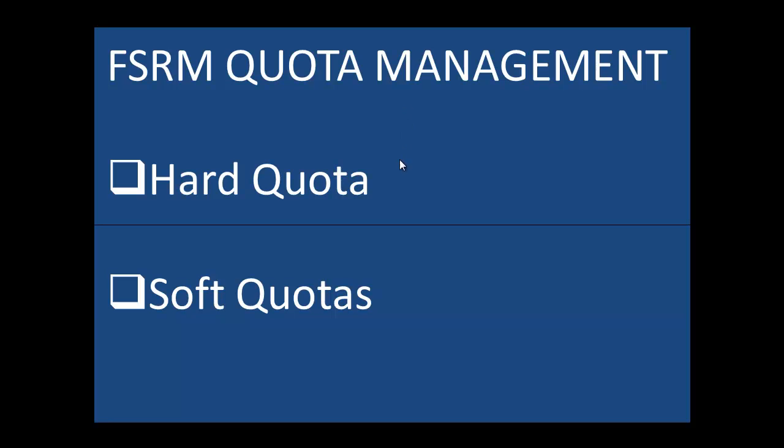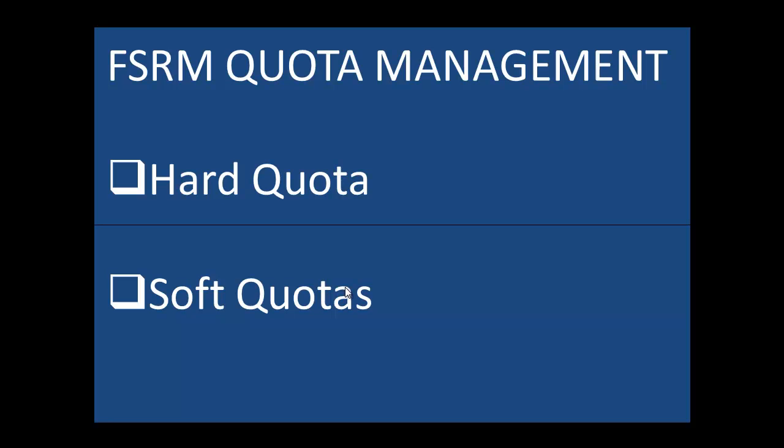We can create what we call a hard quota. A hard quota is when you set a limit on folders and volumes. We can also set a soft quota where we also set a limit on folders and volumes. Setting a hard quota prevents users from saving files after that quota limit is reached.